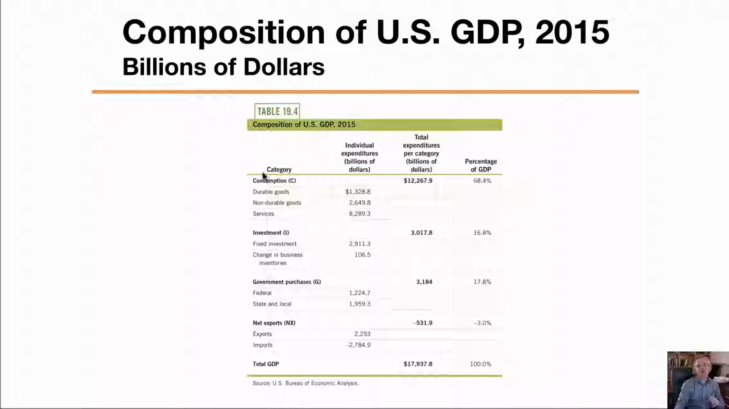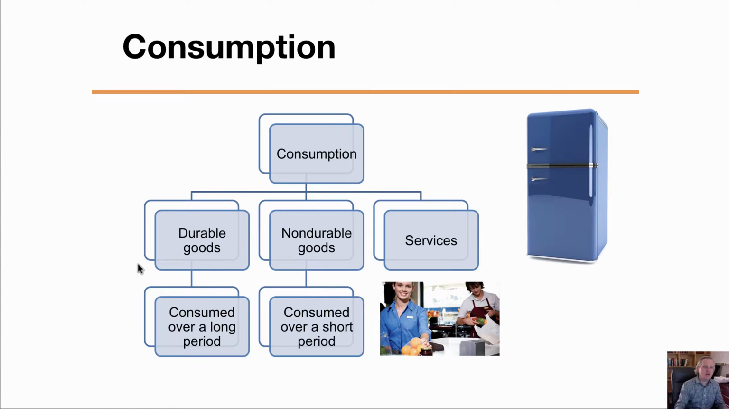So let's now go through and define these different categories within consumption, investment, government purchases, and net exports. Consumption is broken into three parts: goods and services, and then we break goods down further into two subcategories, durable goods and non-durable goods. A durable good is a good that's consumed over a long period of time: a computer, a refrigerator, a machine that a firm is using over the course of, say, 2, 3, 5, 10 years to produce other goods. Those are all durable goods.